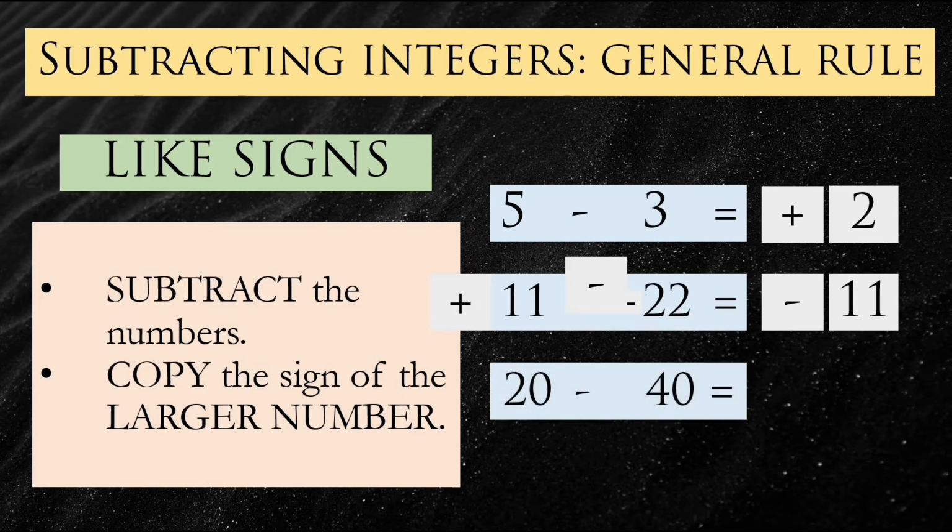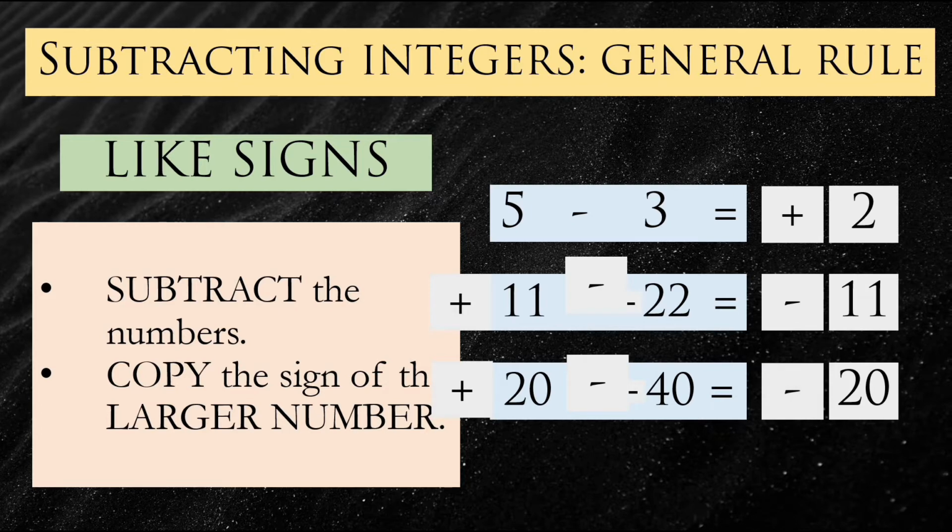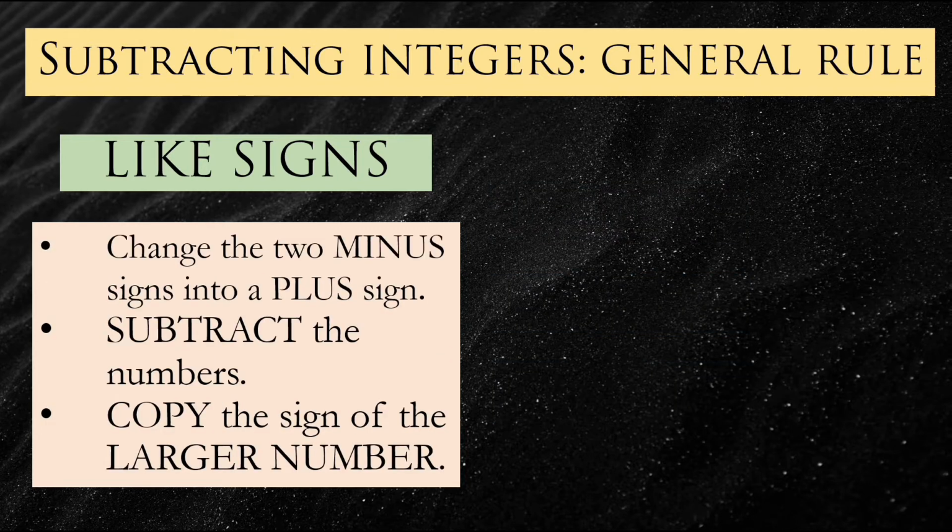Moving on to the third example, we've got 20 minus 40. So again, subtract the numbers. 40 minus 20 is 20. And then imagine 20 has got a positive sign before it, and then 40 has got a positive sign before it as well. So again, combining negative and positive, we've got negative. And then compare. 40 is larger than 20. 40 has a negative sign, therefore our answer is -20.